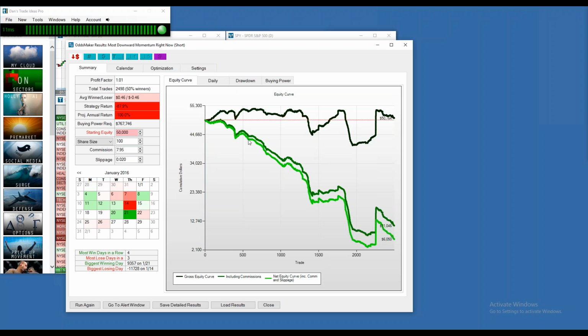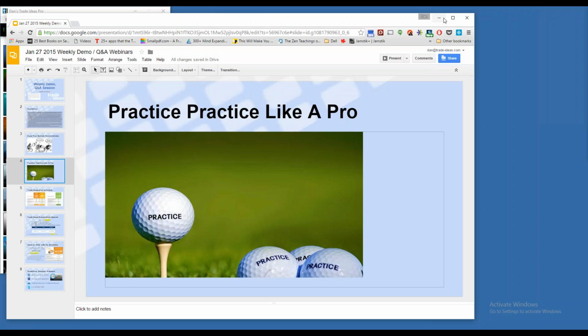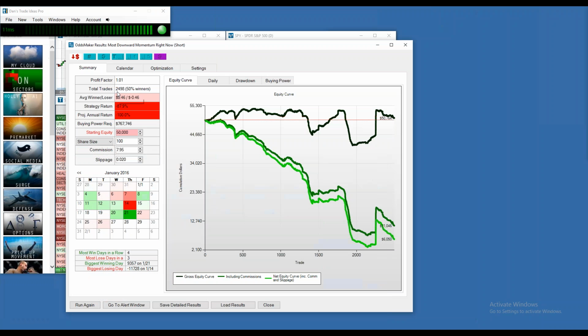And so this Odds Maker tech, and this is why it's so important that I'm telling you, this is how you were practicing for years and years. Remember the slide right here? This practice, this is what we just did. So we ran through 2,498 practice sessions to learn that this is probably not a good idea for a strategy. And again, we were testing commissions and slippage and everything.